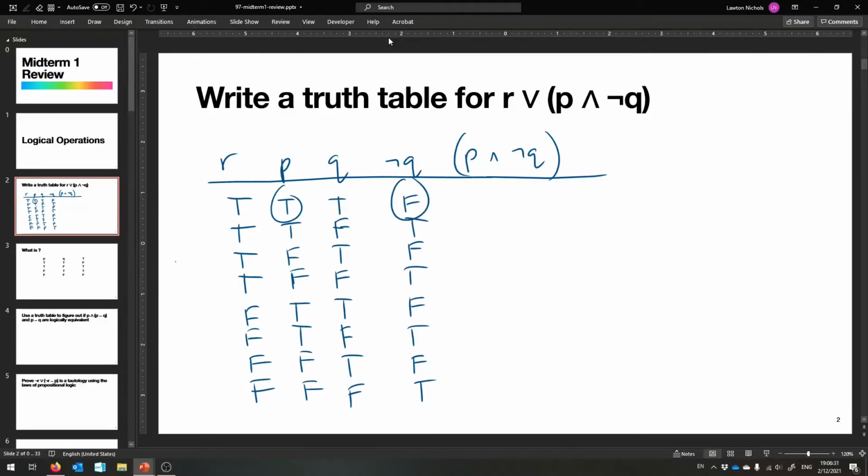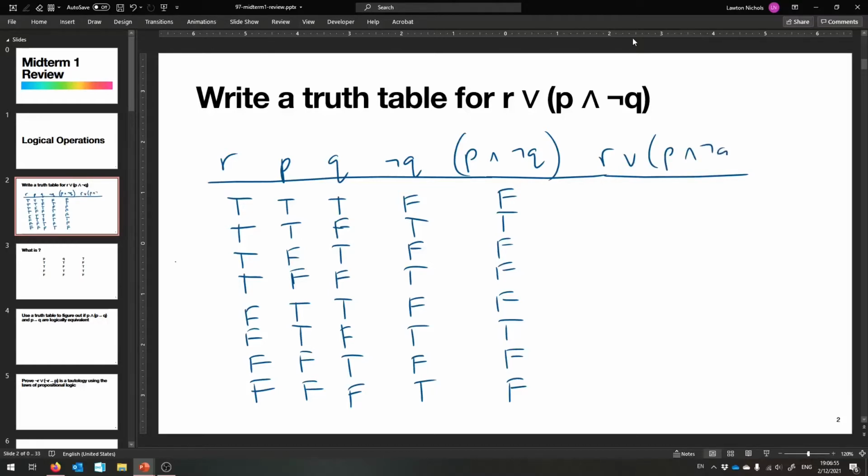P and not Q, well, one of them's false, so the whole thing's false. Ooh, true. False, false, false, true, false, false. Okay, so we got 2 trues here. Let's see if we can make more trues, because now we're ORing things together. Let's OR what we just made with R. R or P and not Q.